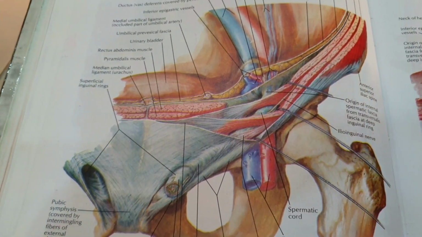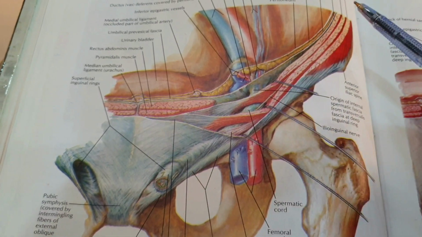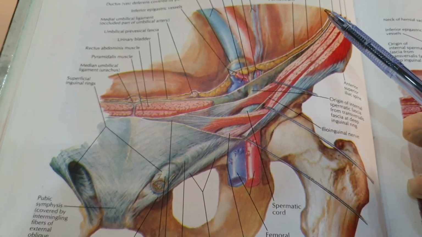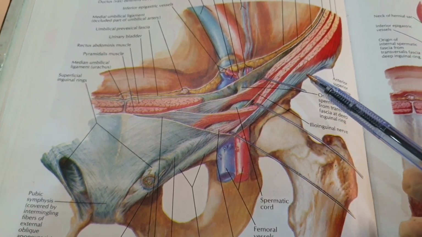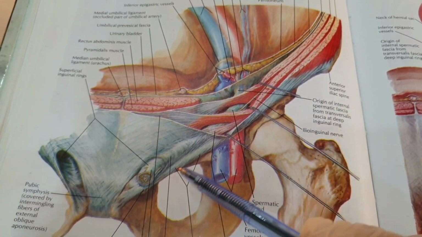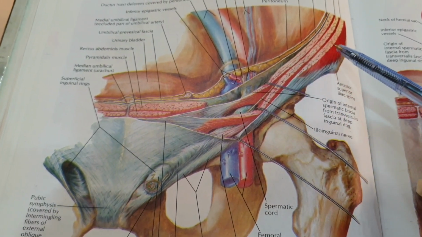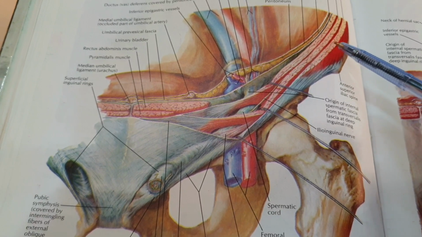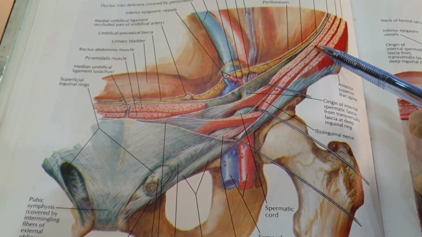Now this is another diagram in which this is a transverse section of the body at the level of the pelvis. You can see this is the inguinal ligament. So this is the anterior superior iliac spine, and you can see all three muscles which are cut: the external oblique, the internal oblique, and the transversus abdominis muscles.